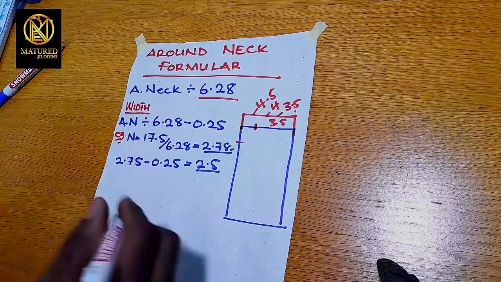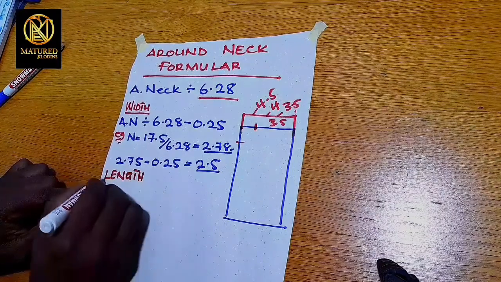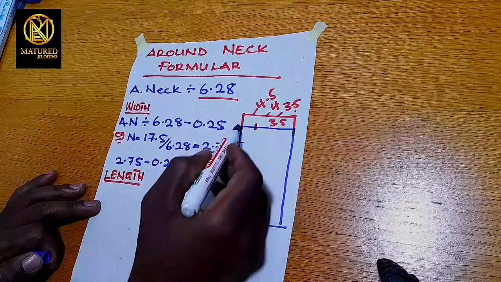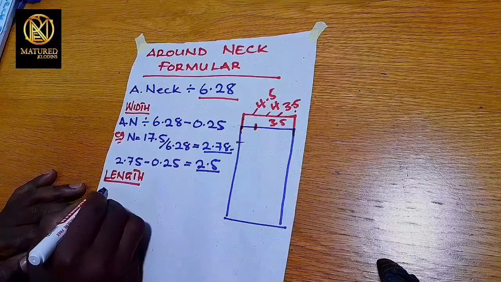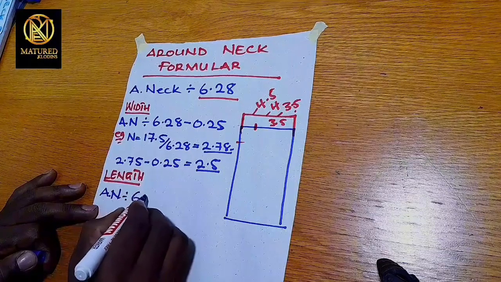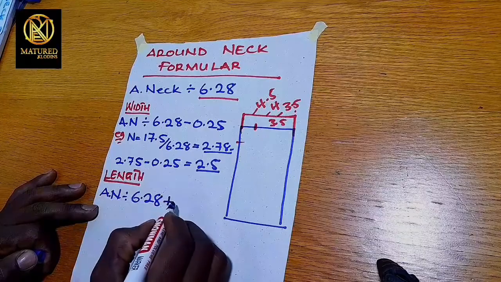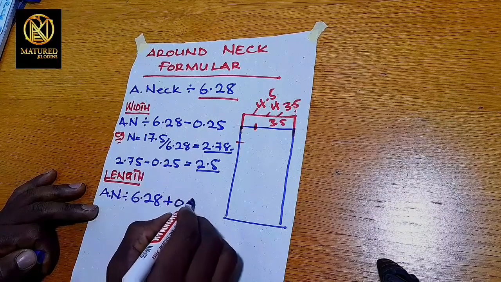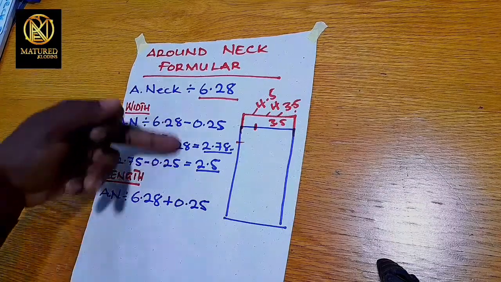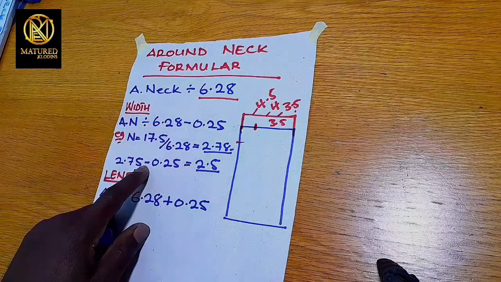Now let's go for the length of our neck circumference, which is going to be vertically from our front only. Okay, so on the length we will need our around neck divided by 6.28, and this time we are going to add 0.25 to it. Remember, when we are doing for the width, it was minus 0.25. You can see it there.